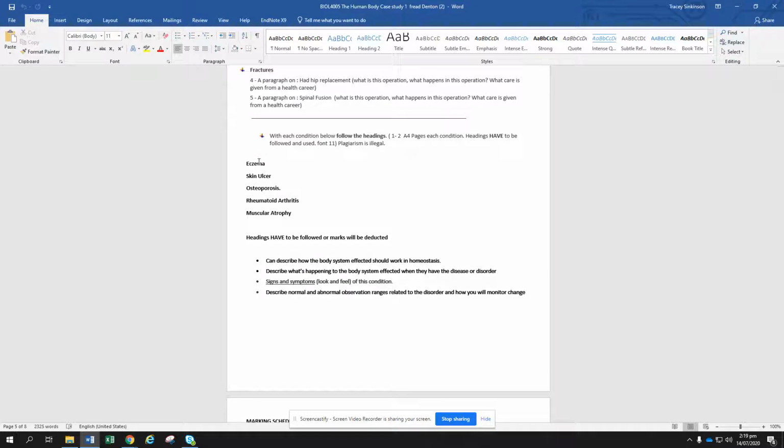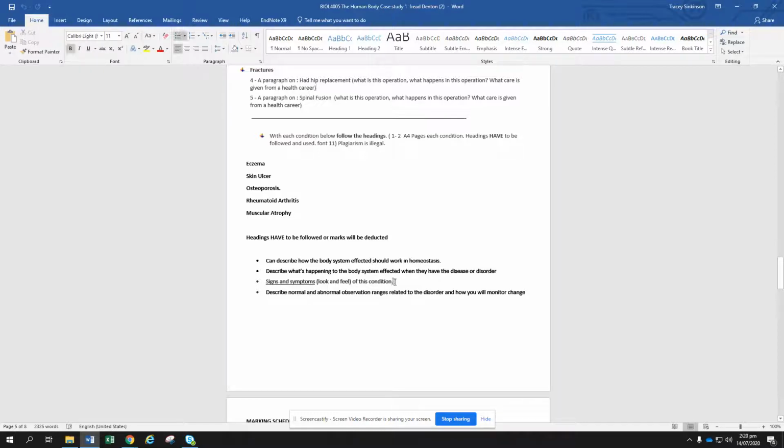So what I want you to do, this is the biggest part, describe how the body system is affected and how it should work. So how the skin, the epidermis, should work, with all the layers and the basal layer and keratinization and desquamation, and how it should work when it's working perfectly. And then when someone develops eczema, what is actually happening to that body system? Describe what's happening to the body system affected when they have that disease or disorder. So these are really two big, gutsy paragraphs.